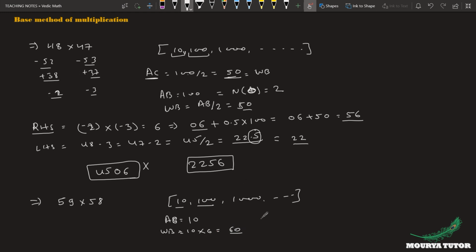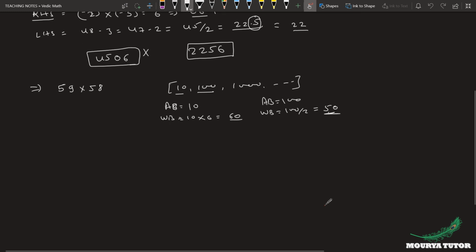If you take the 100 actual base, then you need to do division by 2. So you will get 50 as the working base. We will get the same result. Either you can use 60 also, you can use 50 also, you will get the same results. I will explain with both working bases that we are getting the same results. Now let me multiply this 59 and 58 with the working base 60.